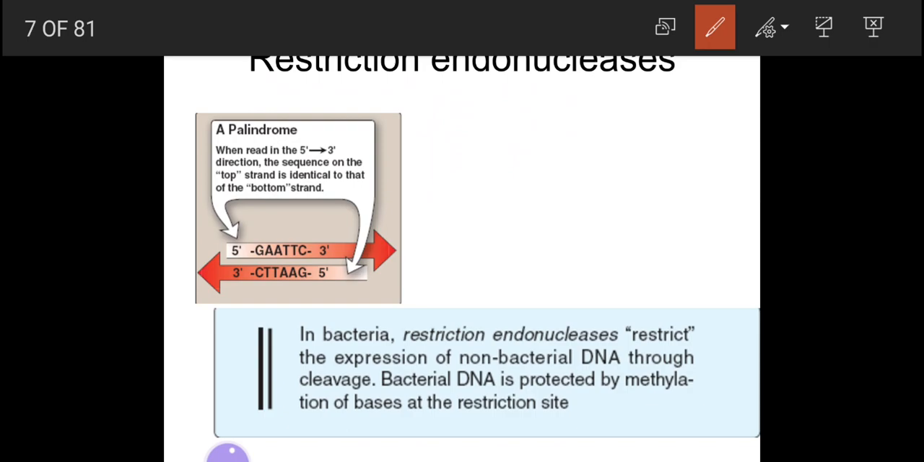Bacterial DNA is not affected by the restriction endonucleases, because the bacterial DNA is protected by methylation of the bases at the restriction sites. Restriction endonucleases will not cleave their own bacterial DNA, but they will cleave other foreign DNA which attacks, for example, the viral DNA which is attacking the bacteria. It will be cleaved by the restriction endonucleases.